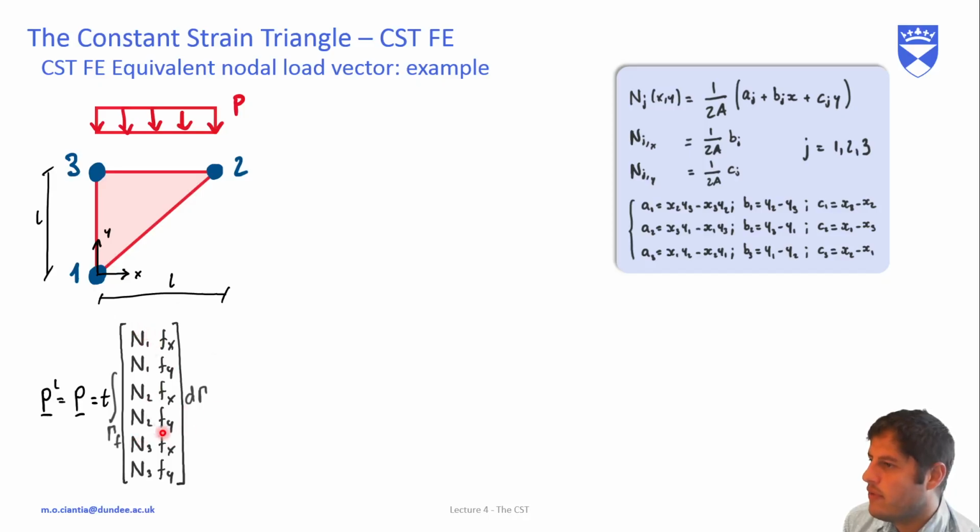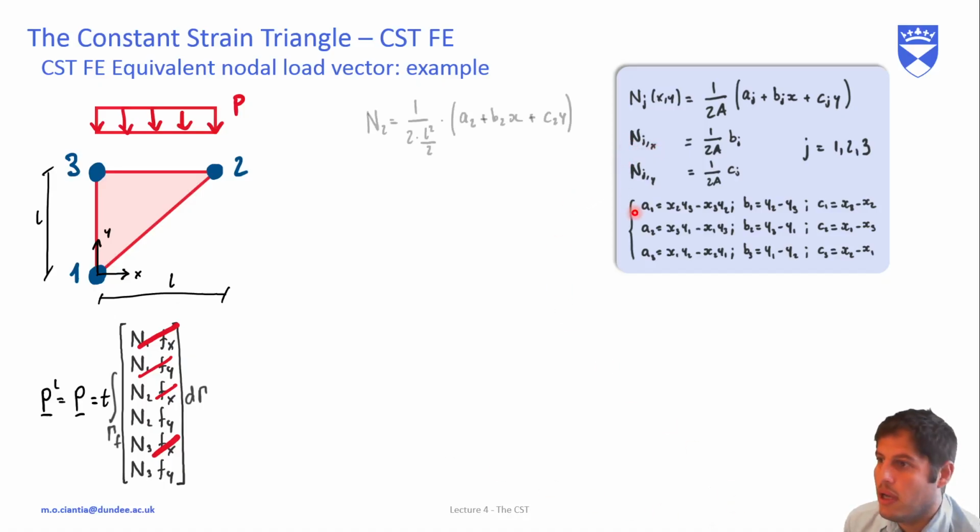Now, which of these are going to be 0? Well, this is node 1, 2, 3. So at node 1, fx is 0 and fy is 0. At node 2, fx is 0, fy is not going to be 0, so this goes away. And at node 3, there's no pressure in the x direction, so this is going to be 0. So we just want to calculate N2 and N3 given the generic shape function equation.